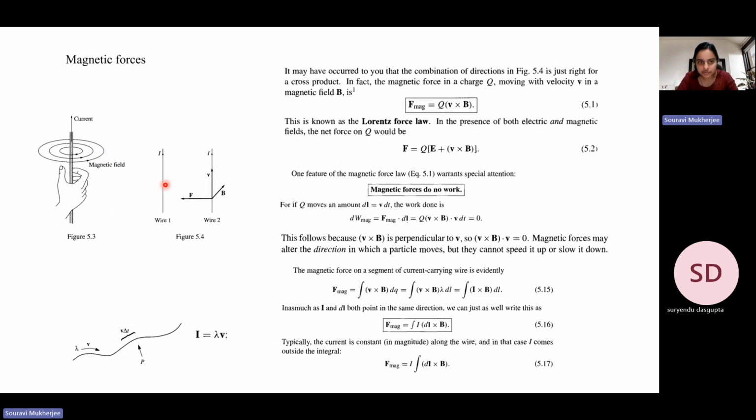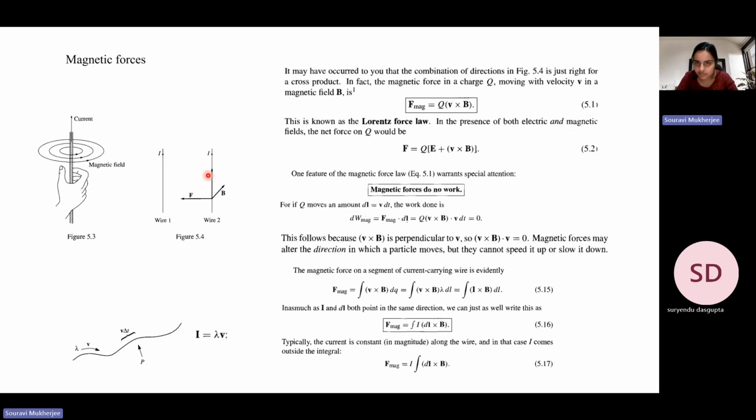Now, what was seen is that if you have two wires carrying some current, when you bring the second wire close to the first wire, this second wire experiences a force because of the first wire. So what is current?